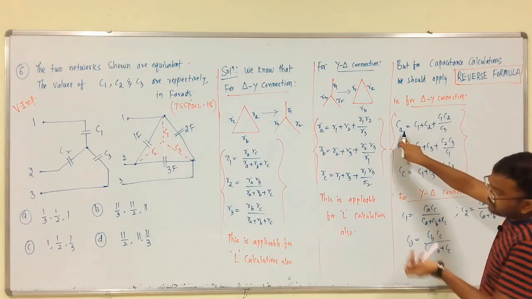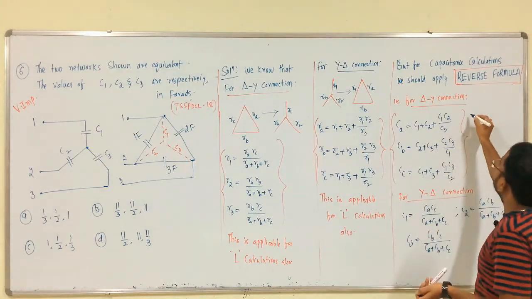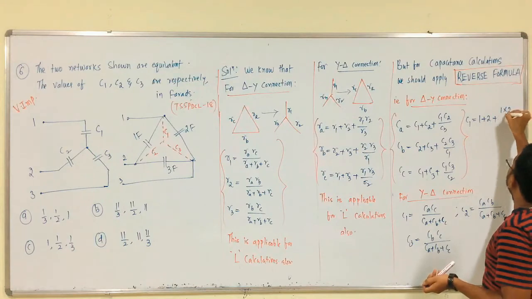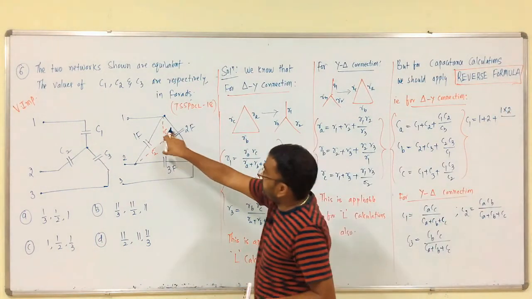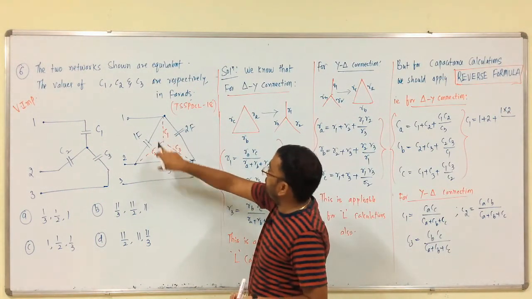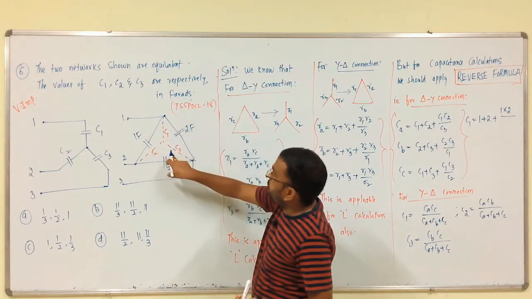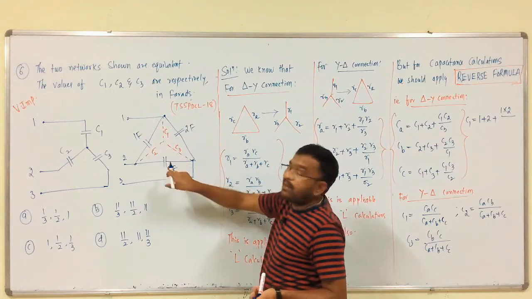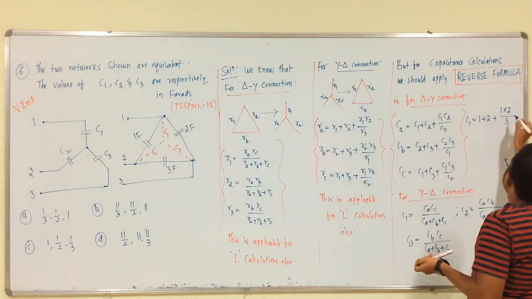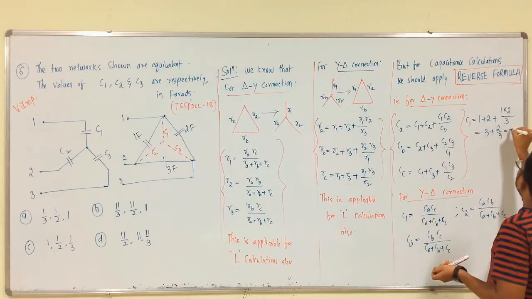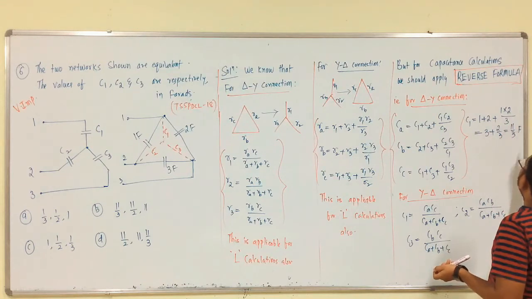So, from this, Ca is nothing but C1, no? C1 is equal to 1 plus 2 plus 1 into 2, which is present between these two, by the opposite branch capacitance 3. That equals 3 plus 2 by 3, which is equal to 11 by 3 farad. Completed.